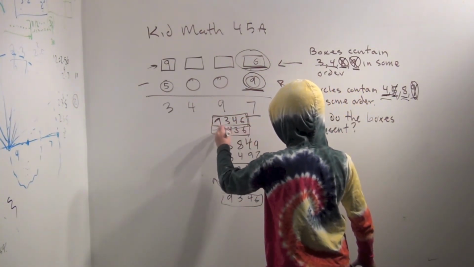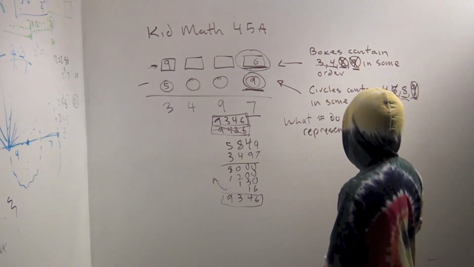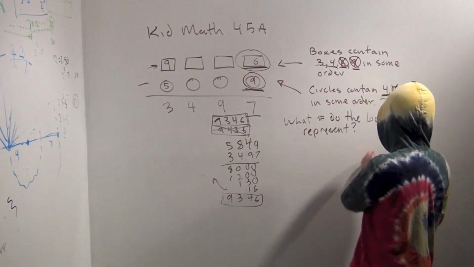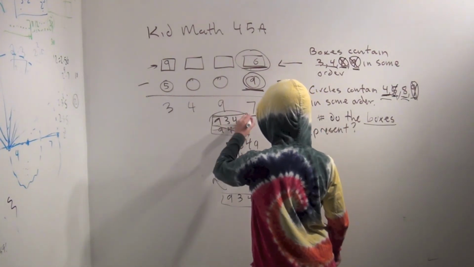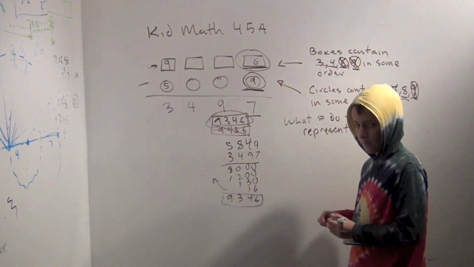So what's the answer to the question? Well, we wanted the boxes. So 9,346. 9,346. Good job, sweetie.